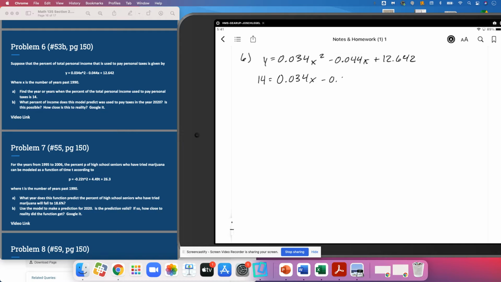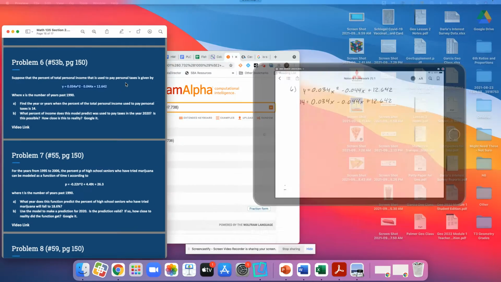0.034x minus 0.044x plus 12.642. We're going to give that to Wolfram, everyone. Again, my best advice is to just copy and paste it right out of my presentation into Wolfram.